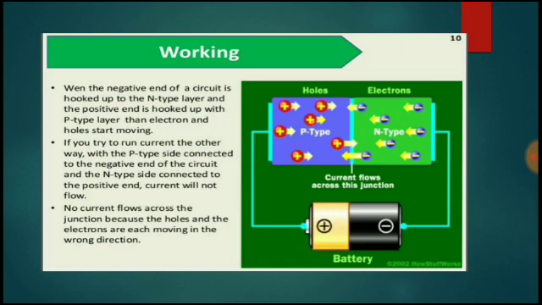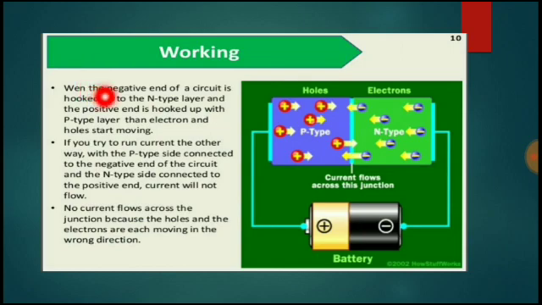See, this P type has holes, N type has electrons, and the potential is applied. When the positive terminal is connected to P type and the negative terminal connected to N type, what will take place? Electrons and holes move across the junction, a recombining process. So this is which condition? Forward bias condition, right?